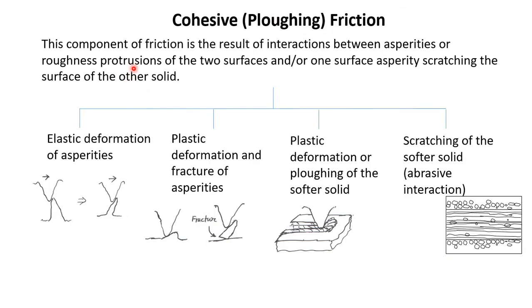And the cohesive friction is the result of interactions between asperities or roughness protrusions of the two surfaces, where one surface asperity is scratching the surface of the other solid. So this depends upon the hardness of the two surfaces. We discussed the elastic deformation of asperities, the plastic deformation and fracture of the asperities, then plastic deformation or plowing of the softer solid. For example, the harder asperity will plow the surface in a plastic manner. And the fourth part was scratching of the softer solid because of the abrasive action of the asperities of the harder surface. So this is the main component of the frictional work that happens at the interface.